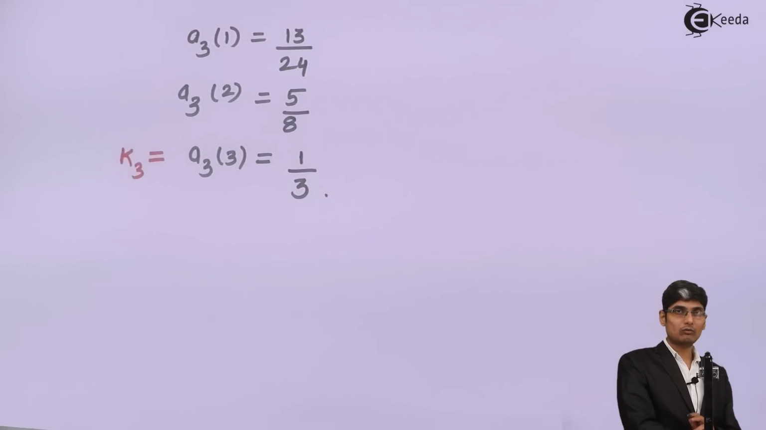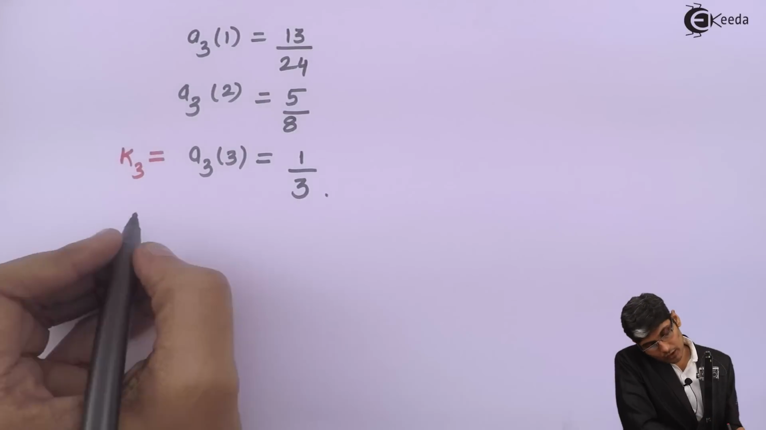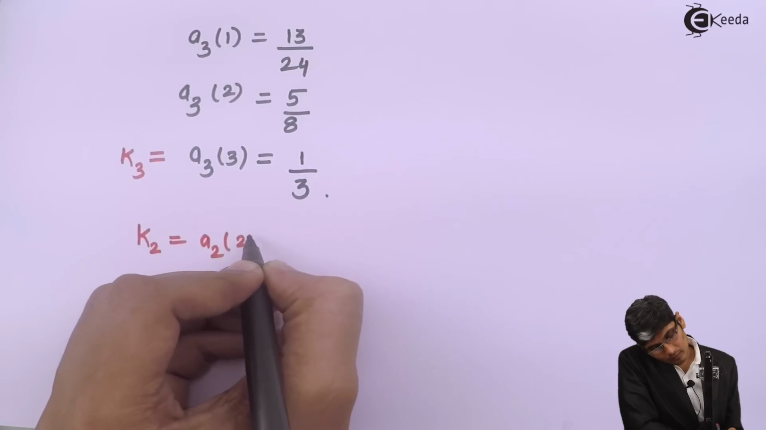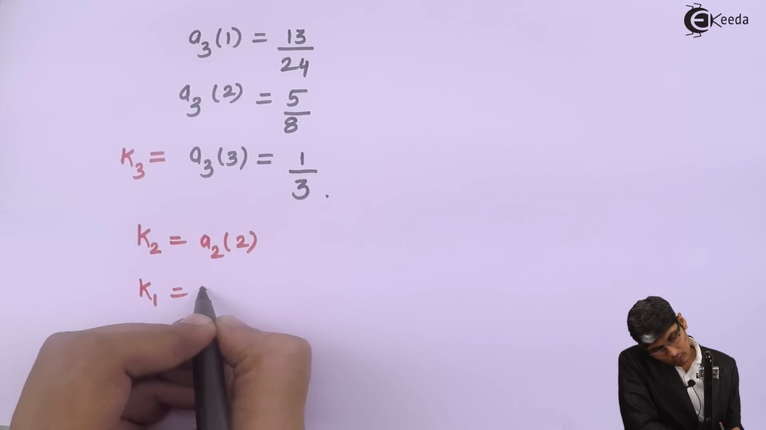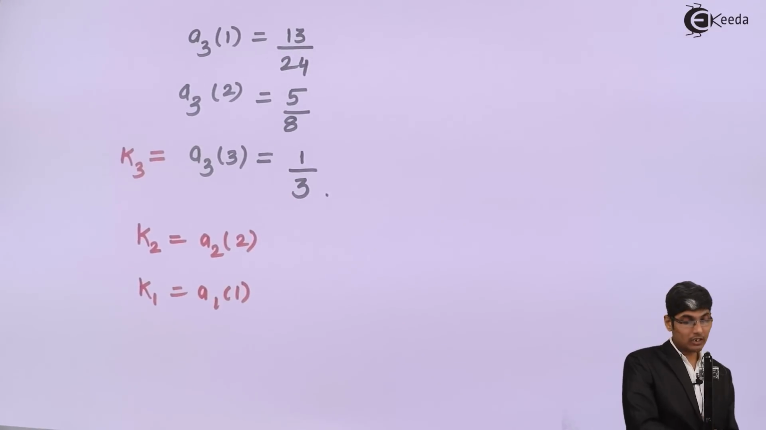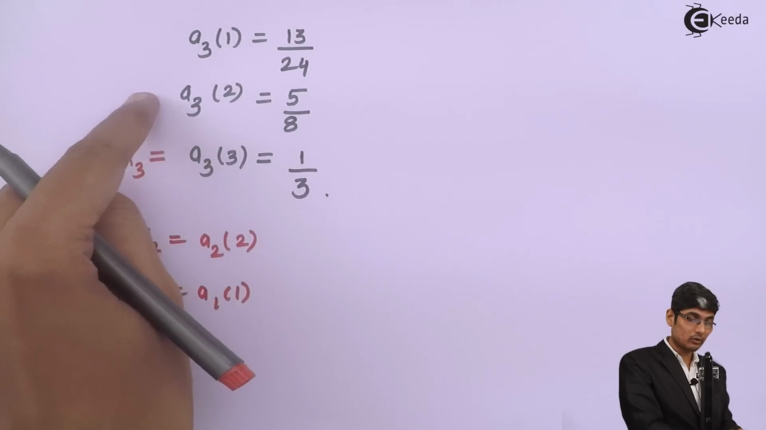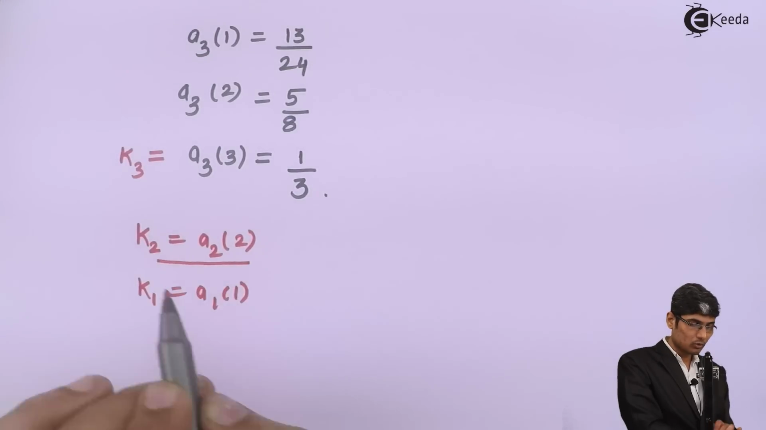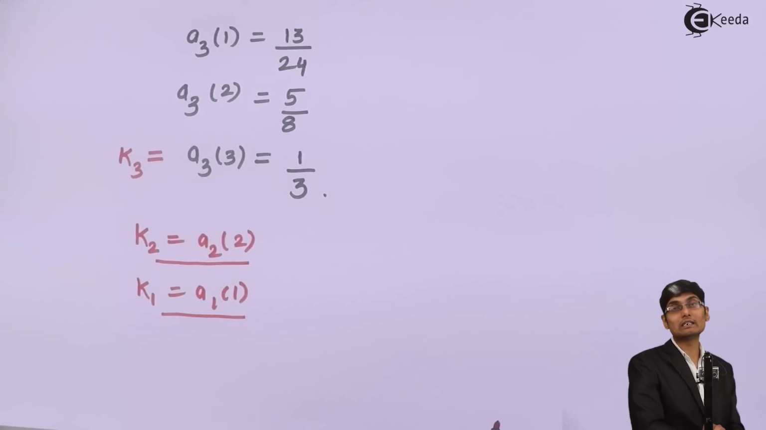Now I want k2 and I want k1. For k2, I want a2 of 2, and for k1 I want a1 of 1. Now you might get confused and write this as k2 and this as k1, but it's wrong, because here the n value, or interchangeably we say m value, is 3. But we want the m value and k value to be the same. We wanted to equate it to the coefficients of the lattice. So if I want a2 of 2 and a1 of 1, I have to use the recurrence equation.